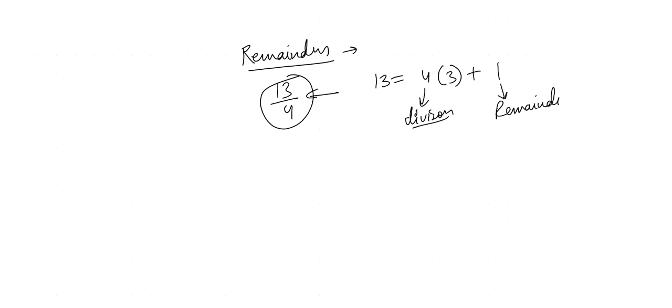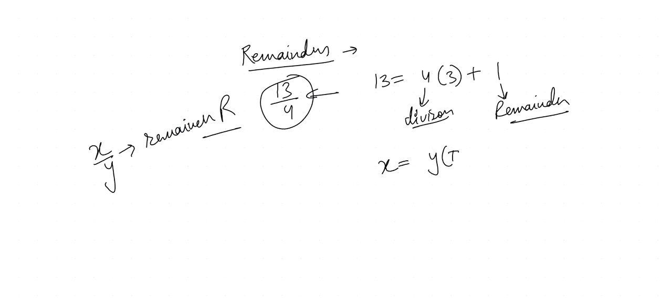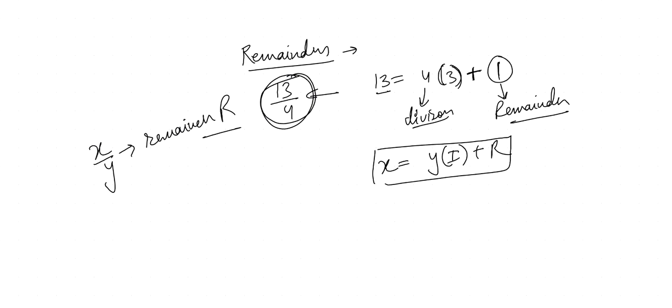So when we say x divided by y, remainder is r, we write it as x is equal to y into some integer plus the remainder. Like 13 divided by 4: 13 is equal to 4 into some integer plus the remainder. That's how we write it. The reason we write it this way is that many questions can be solved easily by doing this.